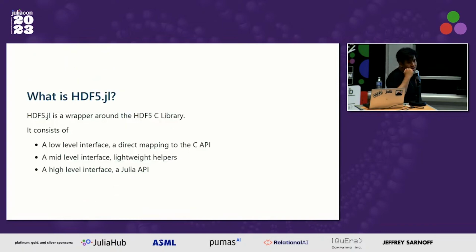What is HDF5.jl? Primarily, HDF5.jl is a wrapper around the HDF Group's C library. And we provide a direct one-to-one mapping via a low-level interface. This is the HDF5.API module. We also provide a mid-level interface, which is a very lightweight wrapper around those one-to-one mappings, where instead of returning just an error code, we will return the thing that you're actually trying to get. And so we take care of some of that for you. And then we also provide a high-level interface, a more Julian API.